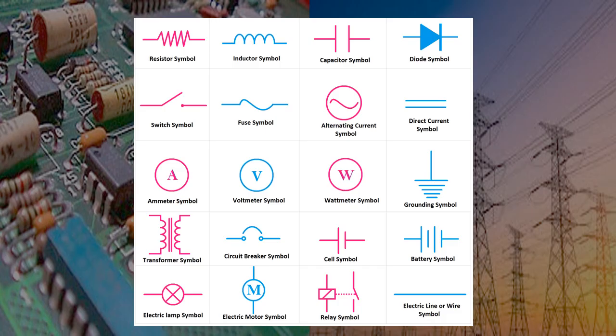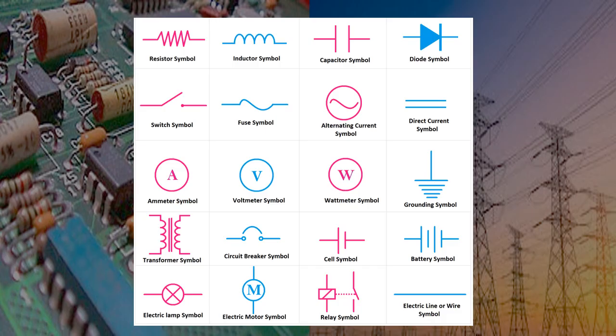Cell symbol there, and then we have a battery there. If you put two or more cells together, you form a battery. So a single cell is just a cell there. And then we have the electric lamp symbol, that circle and the X in there. Electric motor, circle and M. And then we have the relay symbol. So relay there.